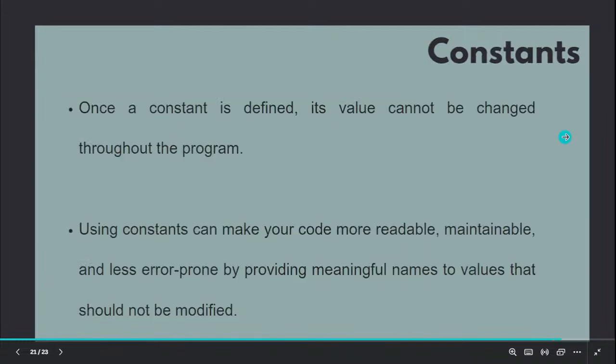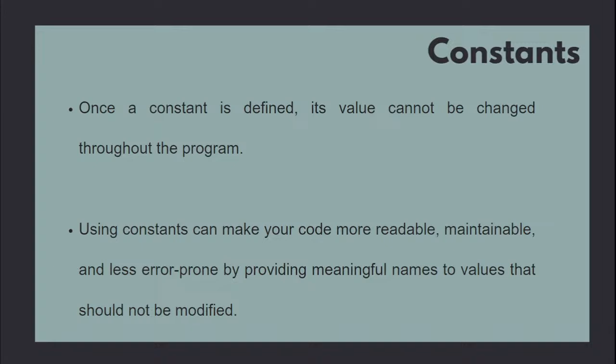Okay, final topic in today's class is going to be constant. So what is a constant? It's also like declaring a data type. When you declare, you can mention that it is a constant. You guys know constant means it is the same and it can't be altered. Once a constant is defined, its value cannot be changed throughout the program.